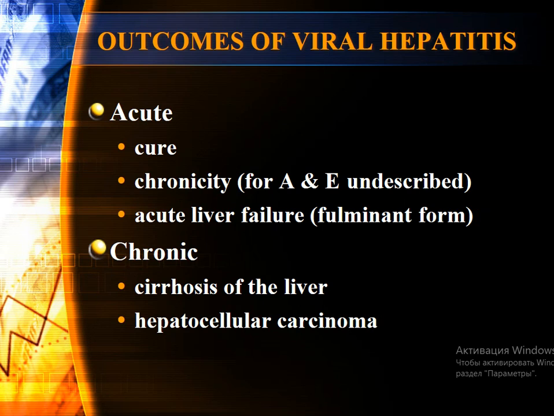Outcomes of viral hepatitis depend on the form. In acute it could be cure, chronicity, and acute liver failure in fulminant forms. And in chronic viral hepatitis, first of all, this is cirrhosis development and hepatocellular carcinoma. Hepatocellular carcinoma, first of all, is related with viral hepatitis B and C. But it's better to put hepatitis C in the first place, first of all C and B.